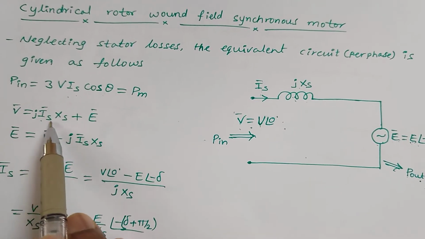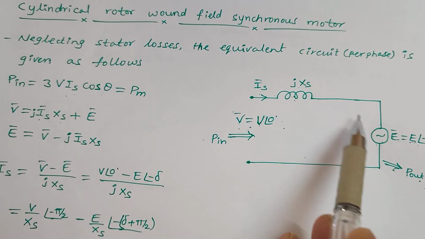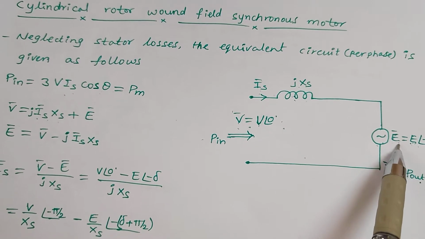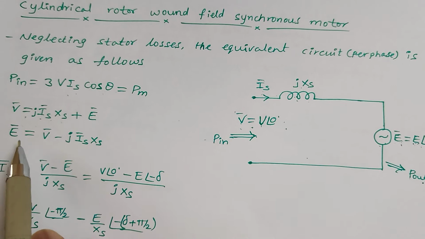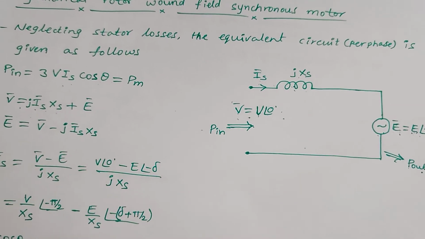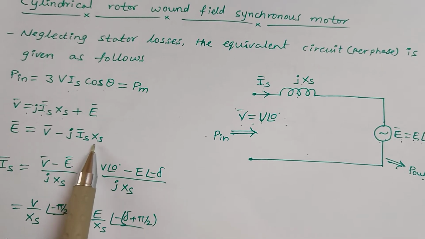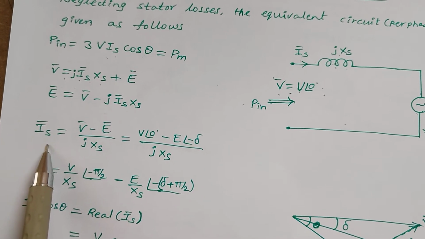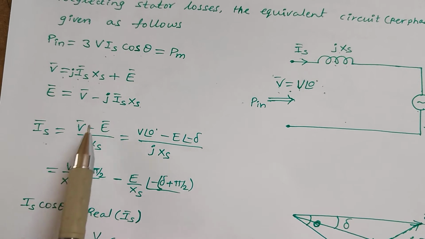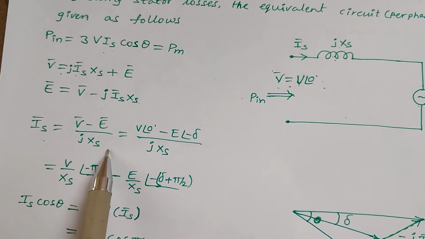V is equal to J into IS XS plus E. That will give the V. And from this, by rewriting this equation, E is equal to V minus J into IS XS. We will get it. And from this equation, I can find out the current. What is IS? IS is equal to V minus E by J XS.